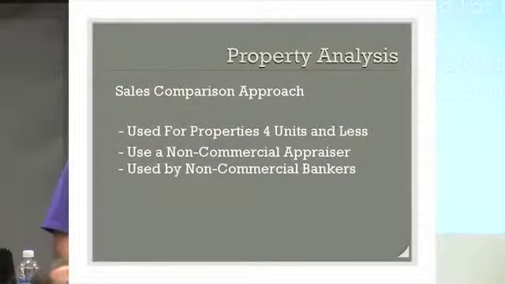It's used for 4 units and less, so if you're looking at a duplex, a tri, or a 4-unit building, you're going to be looking at this technique, or your appraiser is. You're using a non-commercial or residential appraiser, someone that focuses on appraising real estate that's 4 units and less, and they're licensed to do so. And it's used by non-commercial or residential banks. This is what they're going to be focused on. What sold in the last year that has similar characteristics with size, amenities, things like that, and how does that compare to your subject property? Okay?